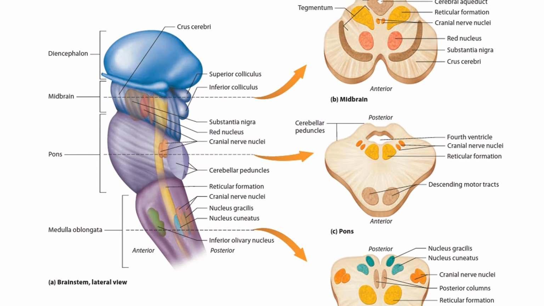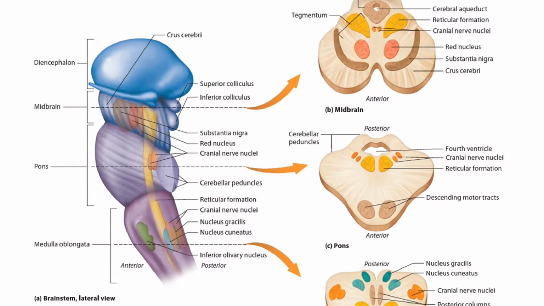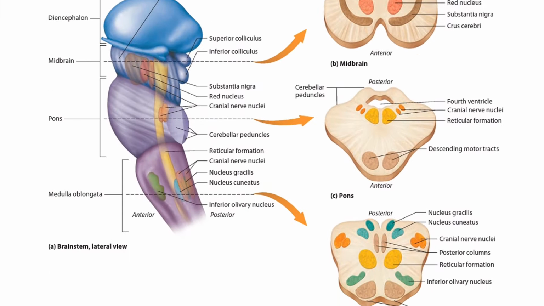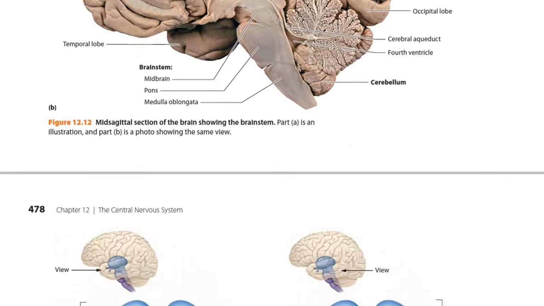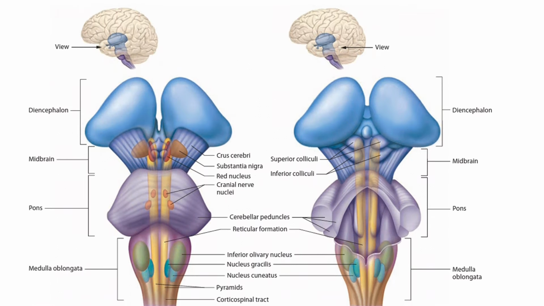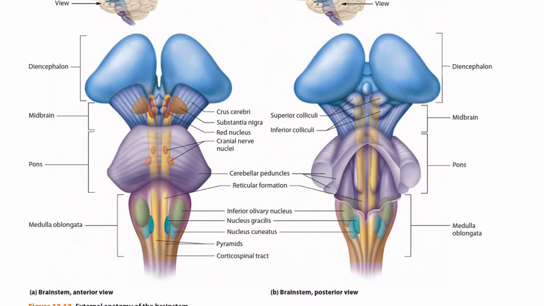In this figure also, brainstem lateral view, the Pons is shown. Okay, and this is the cross section through the Pons. Then this figure, brainstem posterior view.